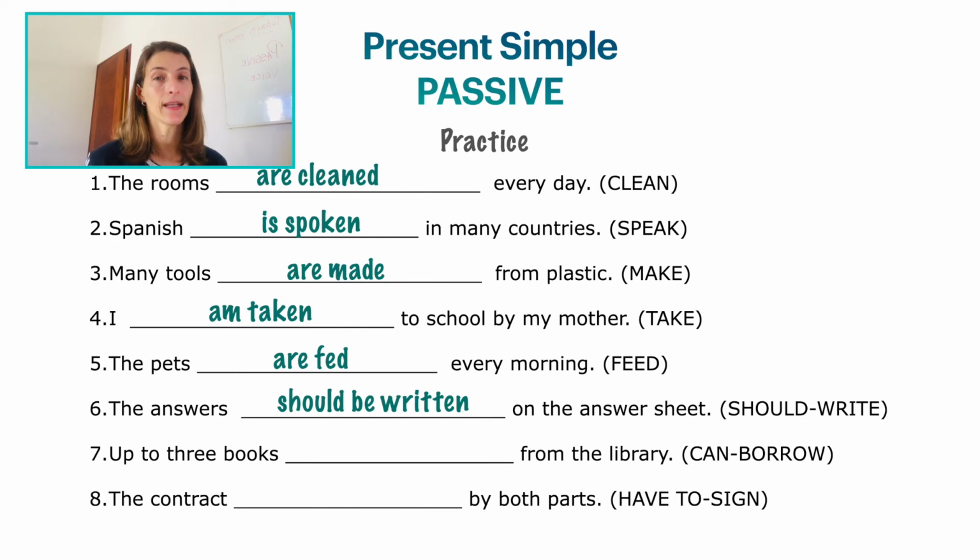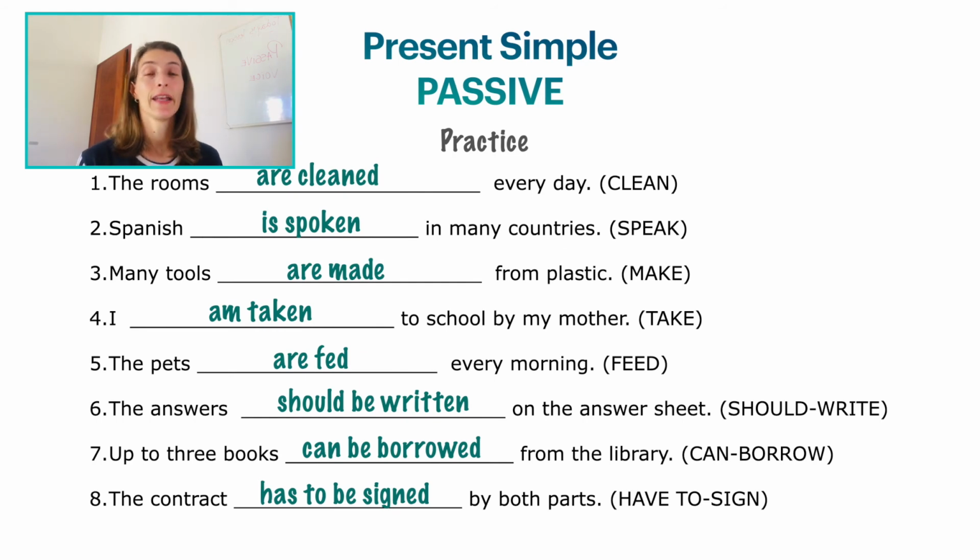Another modal verb, can. Up to 3 books from the library. Hasta 3 libros pueden ser tomados prestados de la biblioteca. So, up to 3 books can be borrowed from the library. Okay? And the last one, the contract by both parts. El contrato debe ser firmado por ambas partes. So, here, attention. Tengo que conjugar el verbo modal. Yes, the contract would be like it. So, has to be signed by both parts.